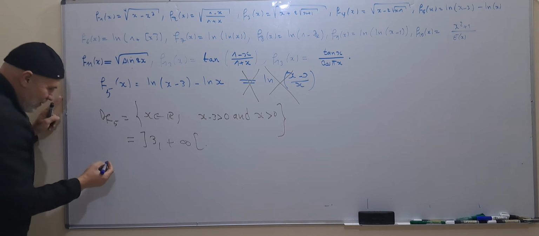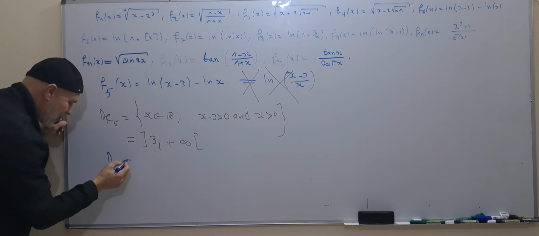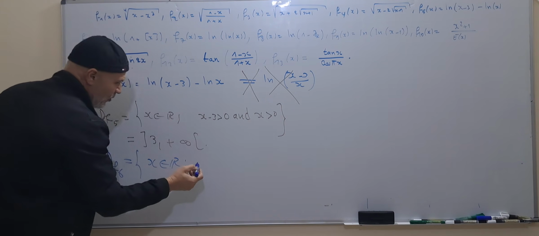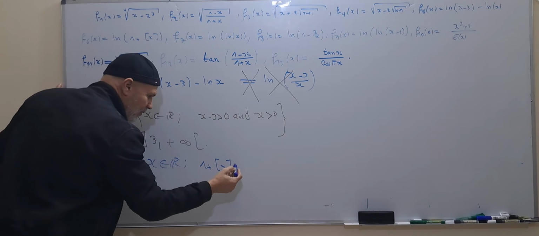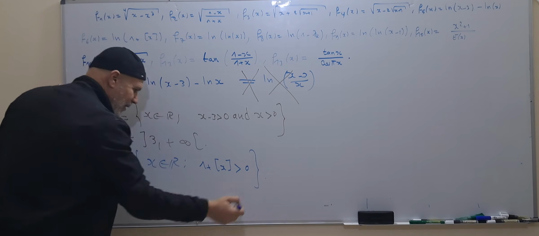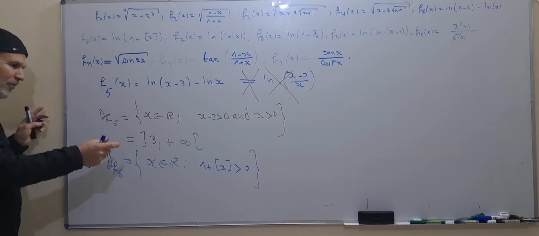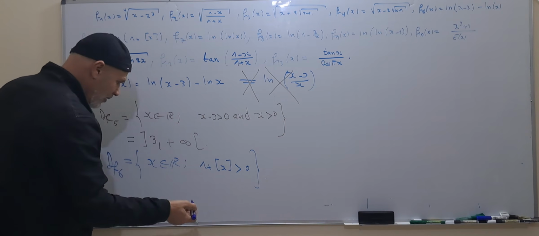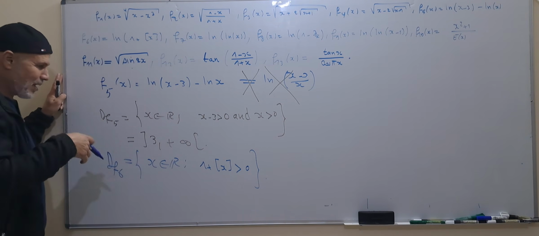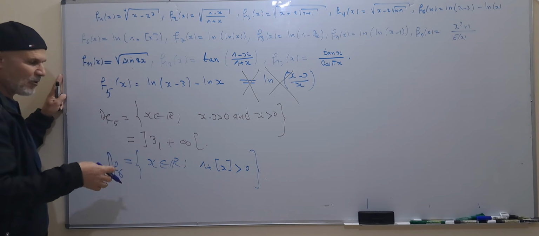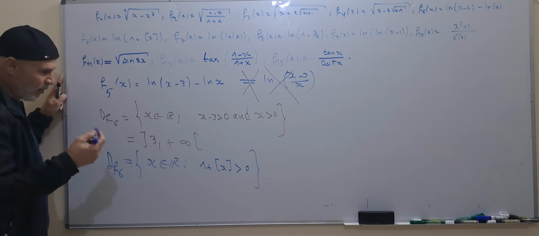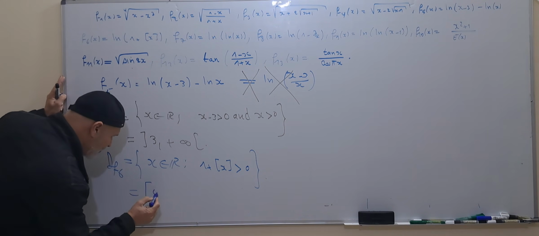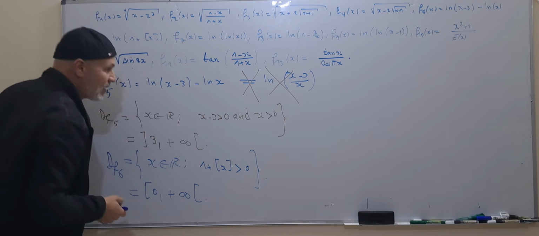Domain of f6 is x in R such that this makes sense, which means 1 plus the integer part of x is strictly greater than 1. The integer part of 1 plus x strictly greater than 1 means that the integer part of x is strictly greater than minus 1. This means that the integer part of x is greater than or equal to 0. This means that we start from 0, so 0 plus infinity.